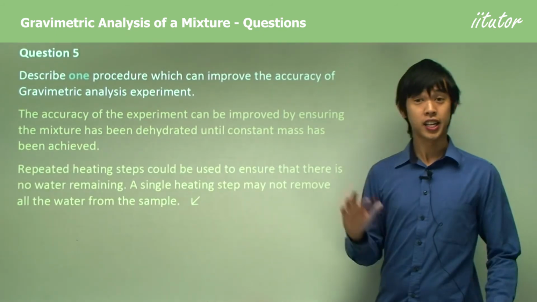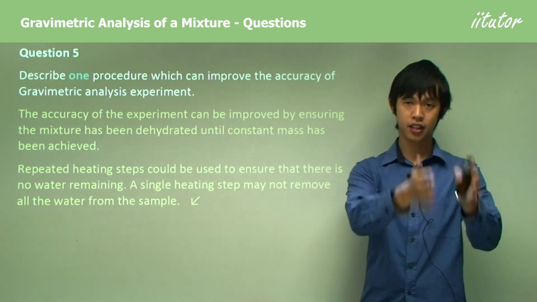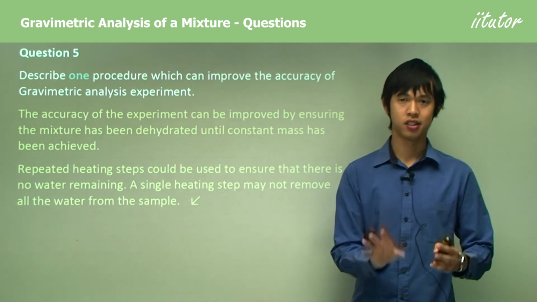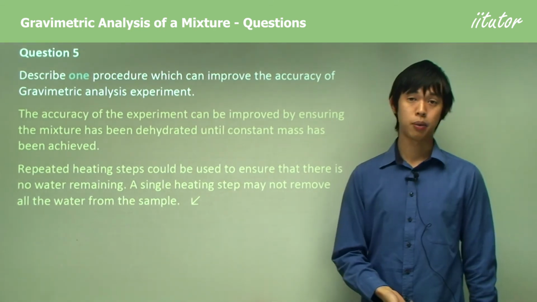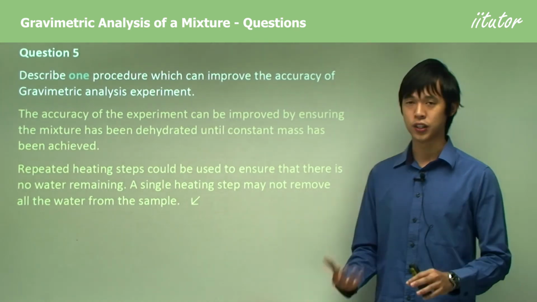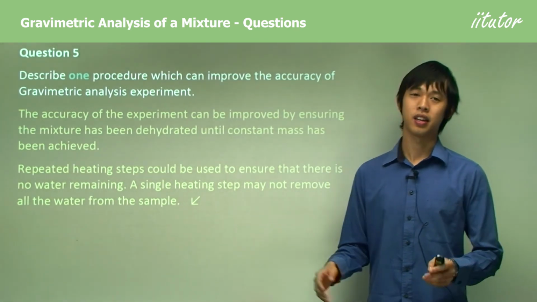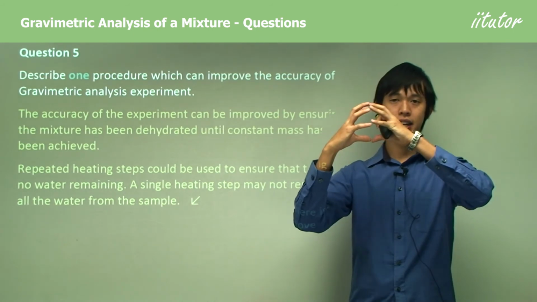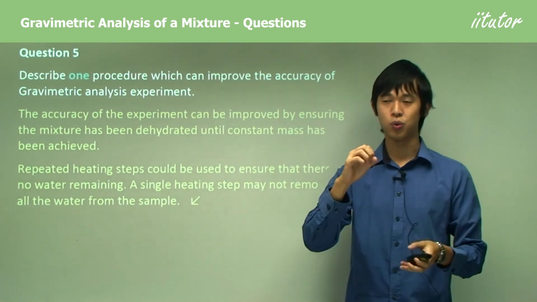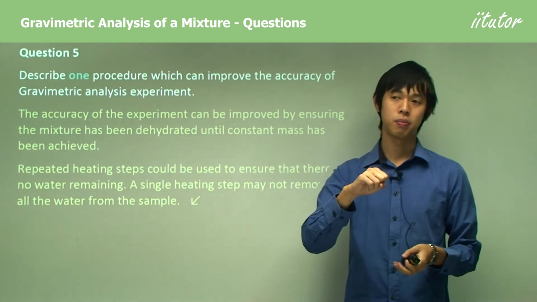You could do sort of a staged heating process. So we heat it once, then weigh it, then heat it again, then weigh it and make sure that they're the same. That is to ensure that there's absolutely no water left in it. For instance, a single heating step may not be sufficient to remove all the water. Now you might think, if you've got a block of sand and you heat it, it might be the case that the outer sand insulates the inner part. While the outside might be quite hot, the inside might be still very cool.